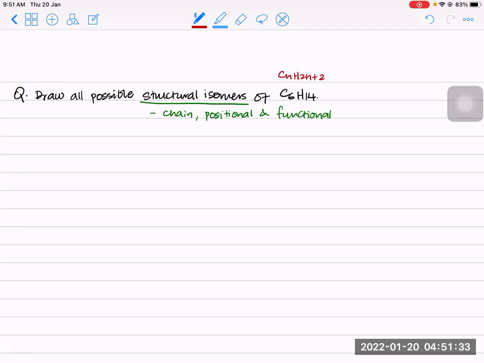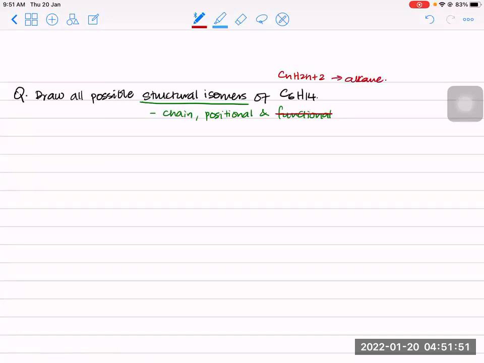Do alkanes have functional isomers? No. I told you the list: aldehyde, ketone, acid, ester, alcohol, ether, which you don't have to worry about, and alkenes and cycloalkanes. So this won't have functional isomers because it's an alkane.